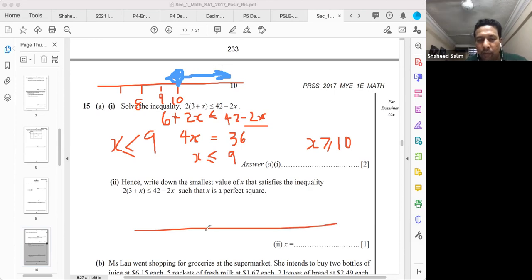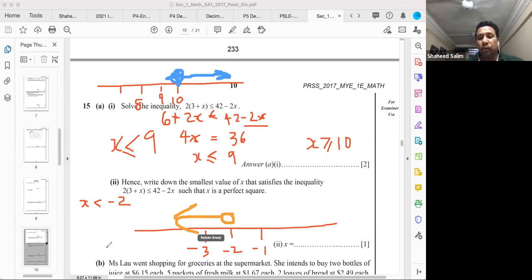Now down here, we have, let's say, -3, -2, -1. And then they give you x is smaller than -2. Can you shade down here? How to show this one? X is smaller than -2. Okay, good. Well done. You don't need to shade, right?